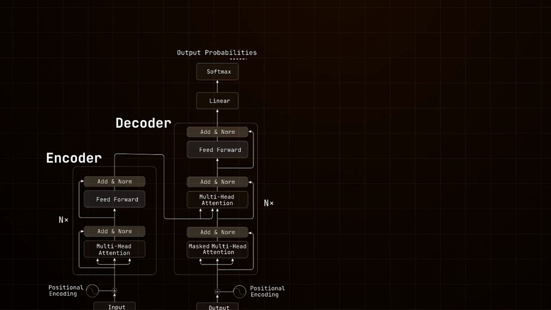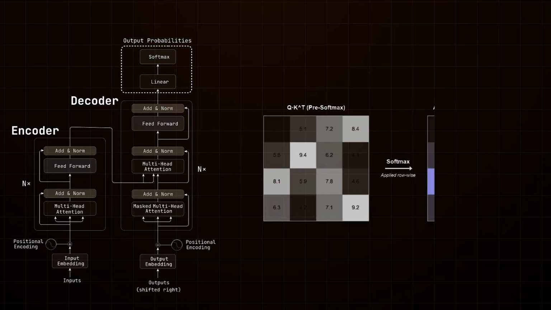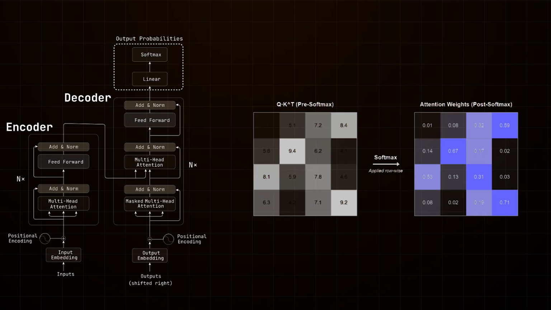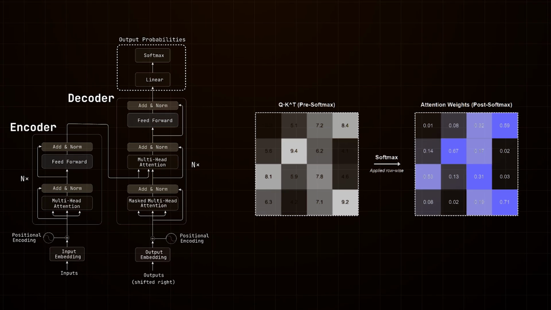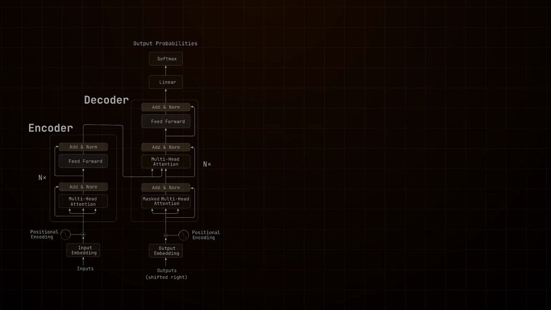Step 4. Output generation. Now comes the final step. The decoder's output passes through a linear transformation and a softmax function, converting raw scores into probabilities. The model picks the most likely word at each step, iterating until the sentence is complete.